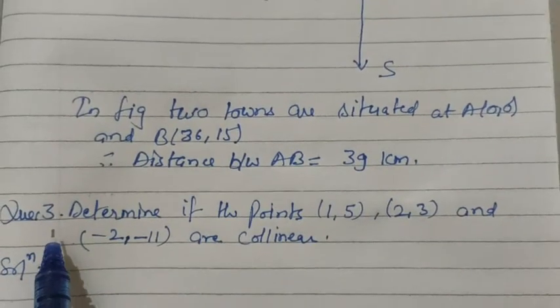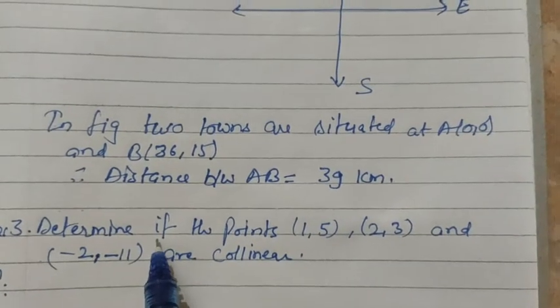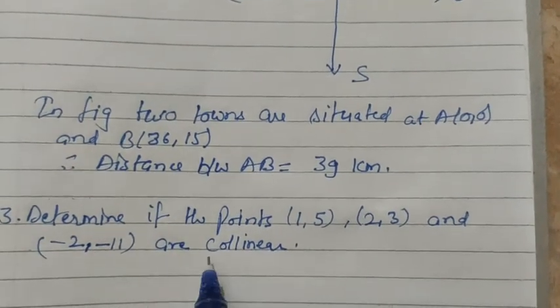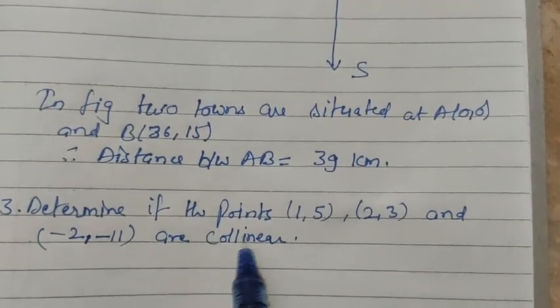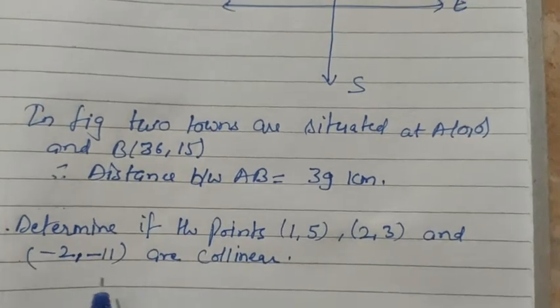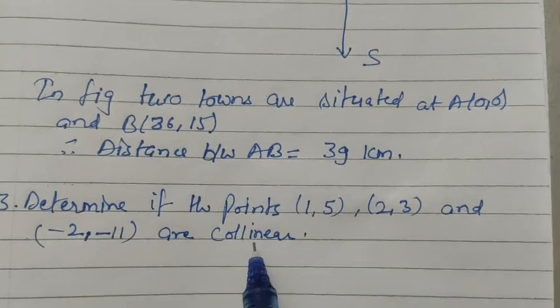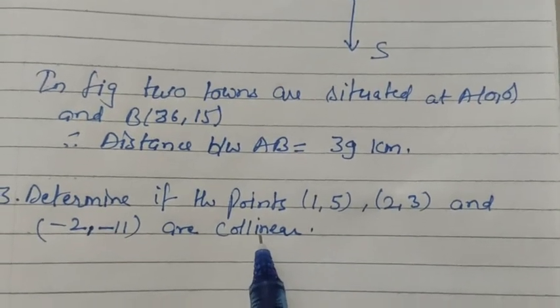The next problem, that is question number 3. Determine if the points (1, 5), (2, 3) and (minus 2, minus 11) are collinear. So we are to check whether the points (1, 5), (2, 3), (minus 2, minus 11) are lying on a single line or not. Means they are collinear or not.